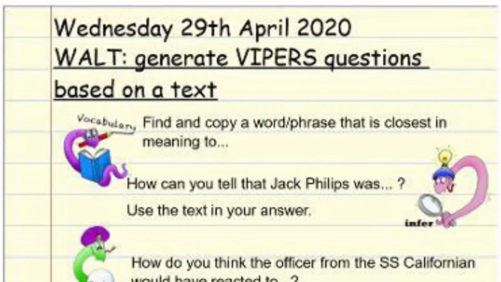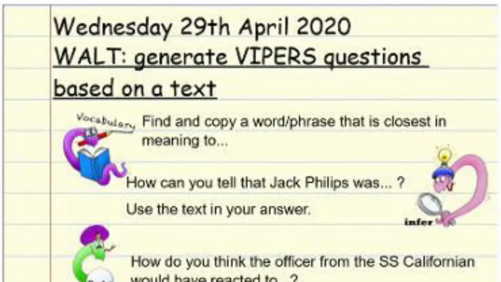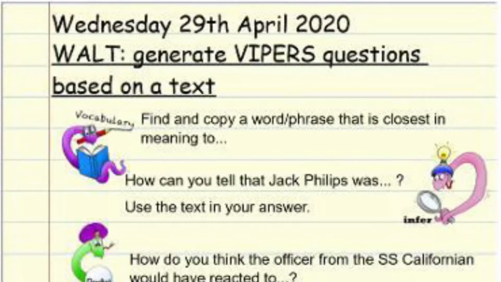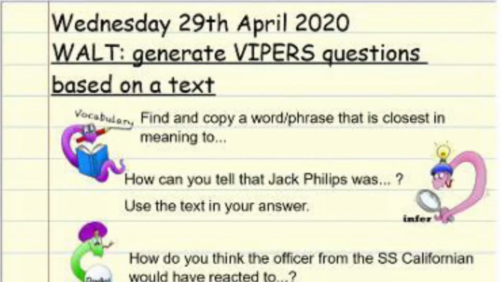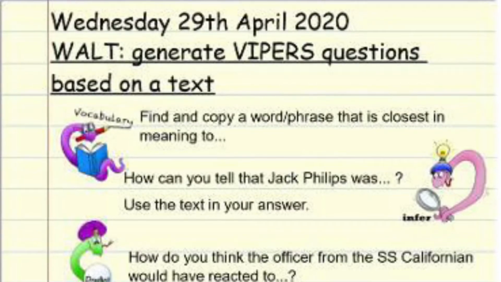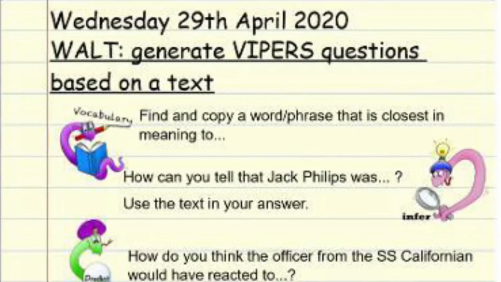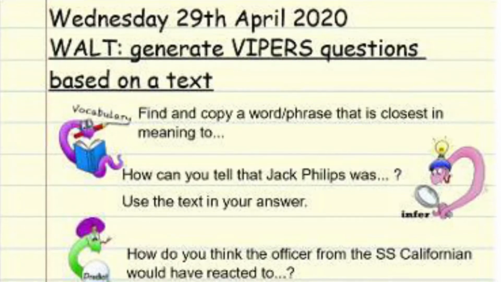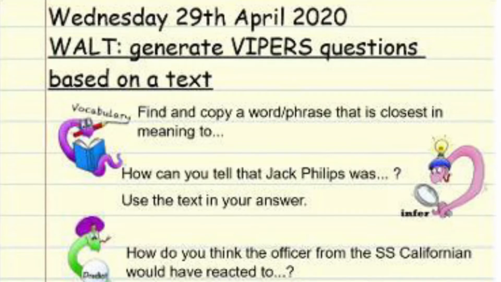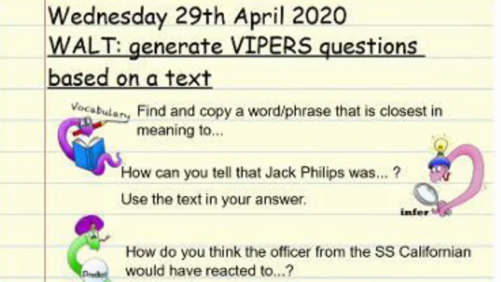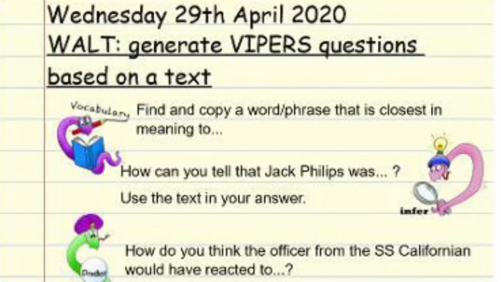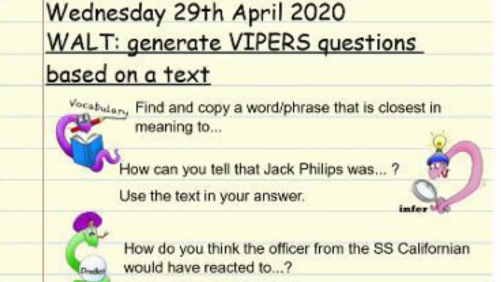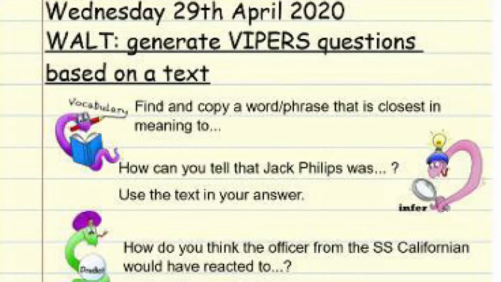Our WALT is to generate VIPERS questions based on a text. So, first of all, we are going to look at making a vocab question. An example I've given on here is: find and copy a word or phrase that is closest in meaning to blank. Usually it is one of the words we looked at in our vocab lesson on Tuesday. So you might want to pick a word that is closest in meaning to majestic, maybe grand, amazing, and you can pick your own word that would fit in there.